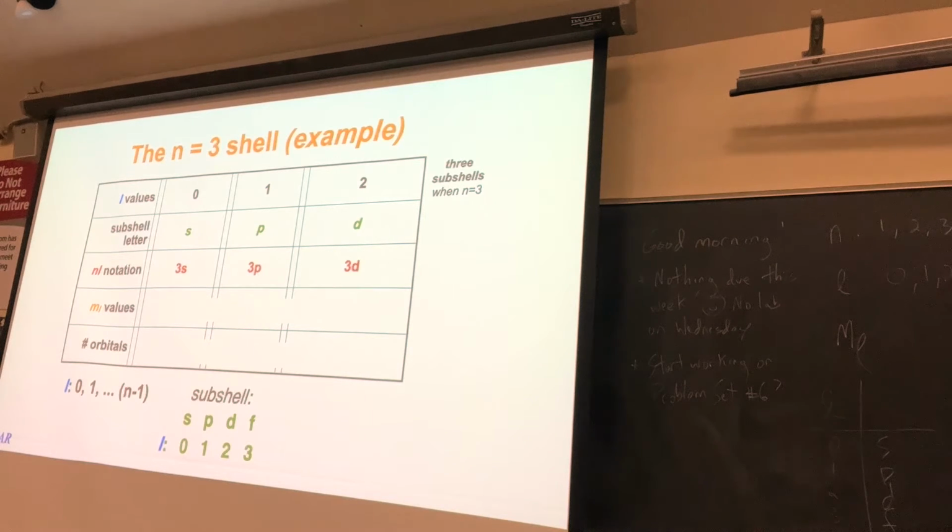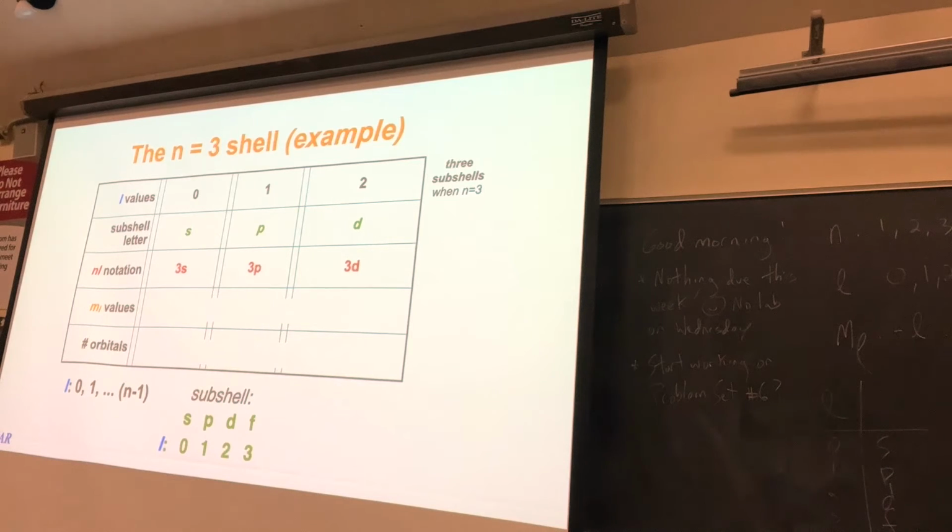And some houses, as you know, are fancy and some are kind of more cheesy. So the next thing we're going to do is figure out how many m sub l values there are. And the analogy I use is that m sub l is like the number of rooms. Now, l depended on n, like the maximum l was n minus 1. m sub l values depend on l. And they always go from negative l to 0 to positive l.